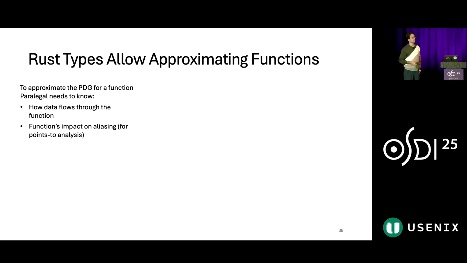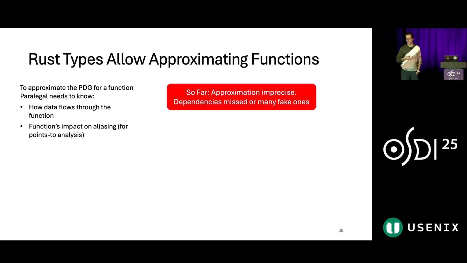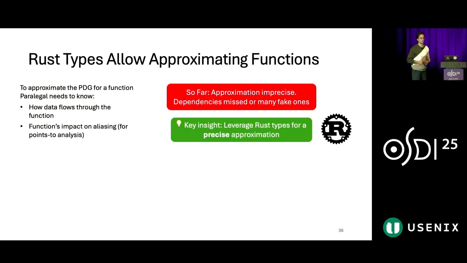Now, traditionally, when you try to do this, it's very imprecise. Depending on whether you choose a conservative or a liberal approach, you either include way too many dependencies and the tool becomes essentially useless, or you miss crucial dependencies that are important to find bugs. Paralegal's key insight is to leverage Rust as the only mainstream programming language where both of these questions can be answered quite precisely using just the type signature. So let's take a look at how this exactly works.